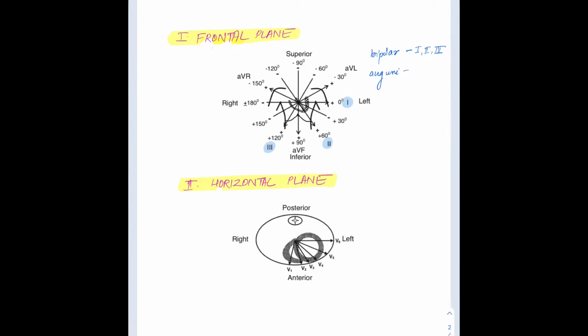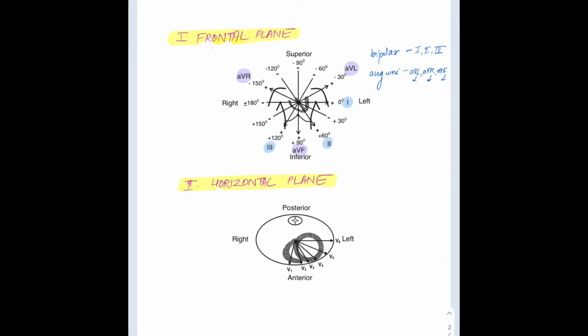Similarly, the augmented unipolar leads will also try to detect the electrical activity of the heart in the frontal plane, and these are the augmented limb leads aVL, aVR, aVF. L stands for left, R stands for right, and F stands for the left leg. In the image they are depicted by aVL on the left side, aVR on the right side, and aVF the one given here.